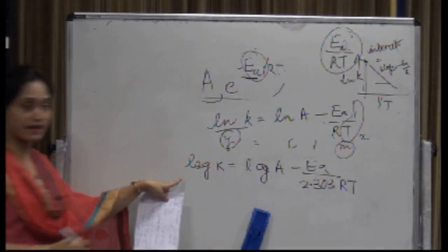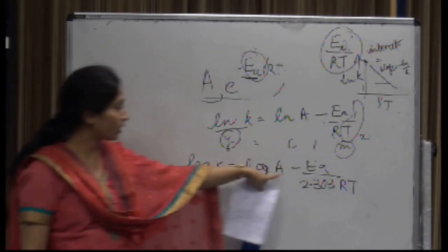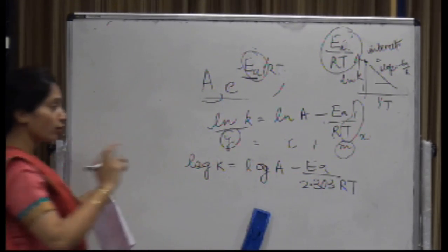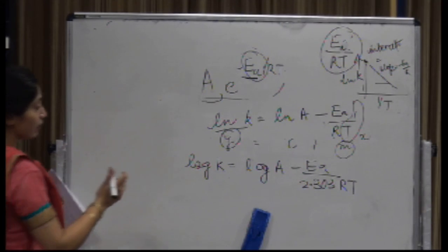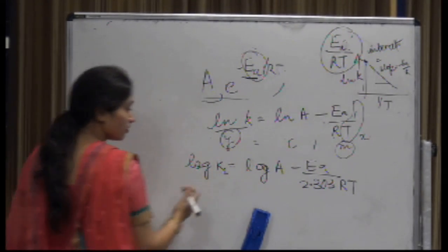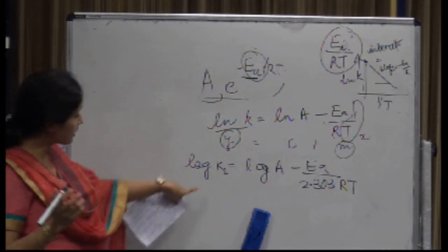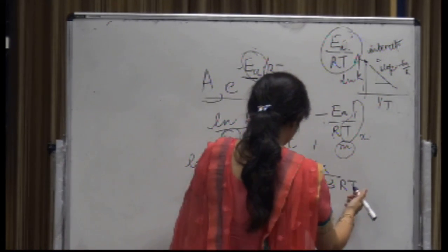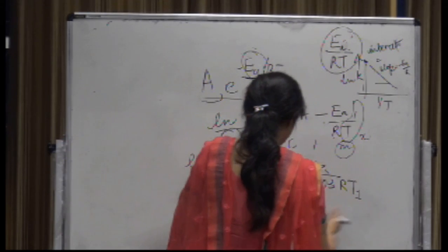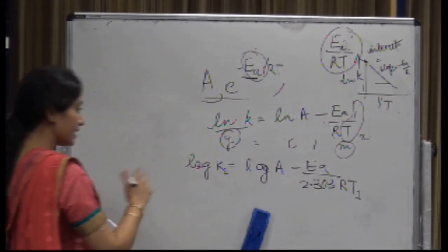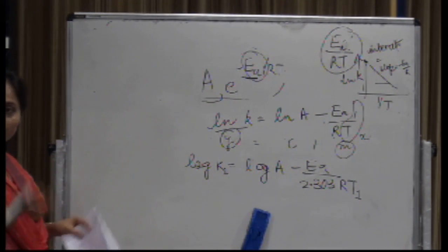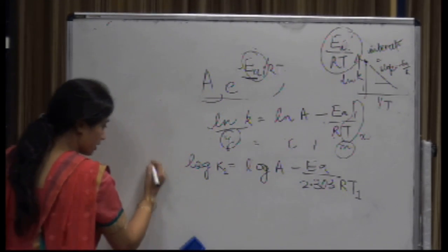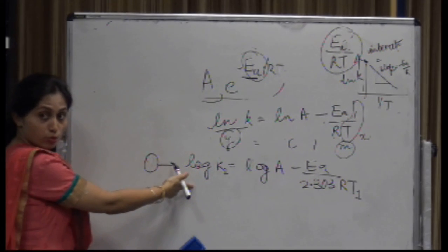Log to the base 10 will become log k is equal to log A minus Ea upon 2.303 RT. Now if I talk about two reactions, then I will be talking about say K1. If I take one reaction whose rate constant is K1 and it is carried out at say another temperature, say T1, then I can easily take up the ratio and find out the other rate constant. How can this equation be used?